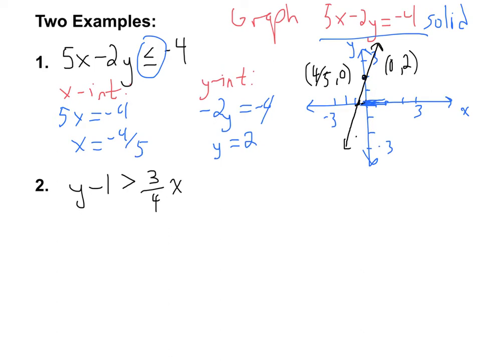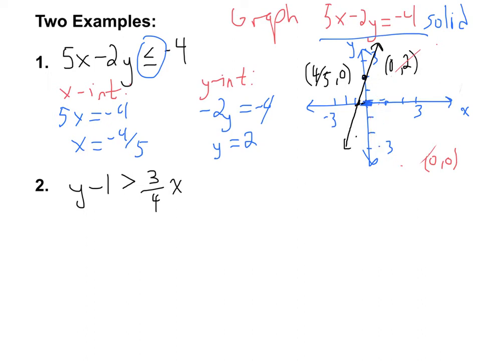I made it a solid line because of our inequality. Now I just have to figure out which side to shade. Since it's in standard form, I'm going to use the test point. My test point is going to be the origin, 0, 0, which notice falls on this side of the line, the right side. So let's plug that in and see if we can figure out whether to shade there or not.